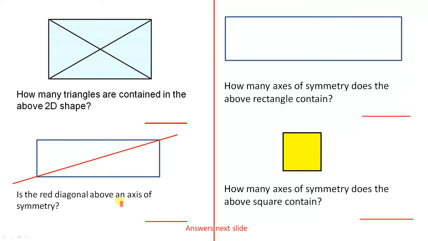Is the red diagonal above an axis of symmetry? How many axes of symmetry does the above rectangle contain? How many axes of symmetry does the above square contain? So you can pause this slide now if you like. Give you a chance to answer these questions on a sheet of paper. I'll move on to the next slide now, of course that's where the answers are.